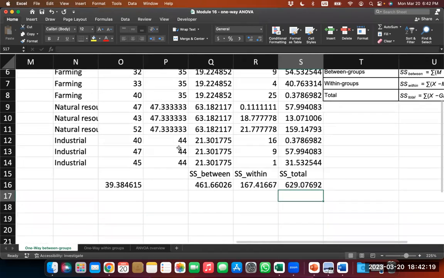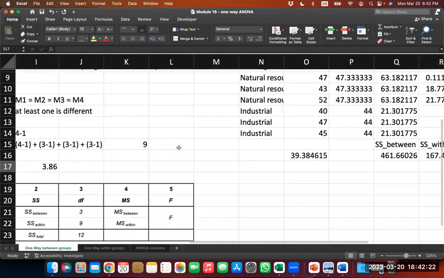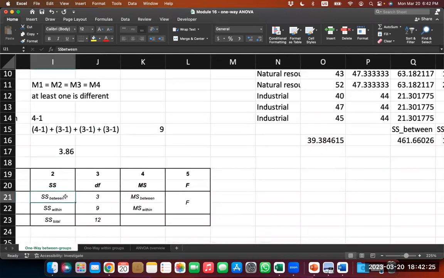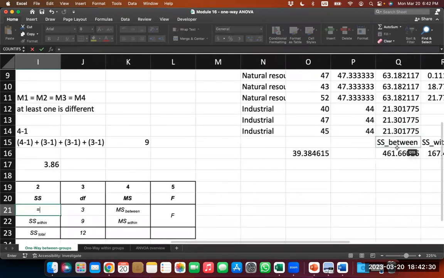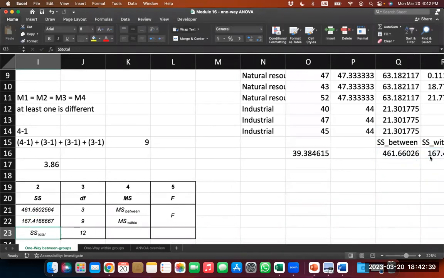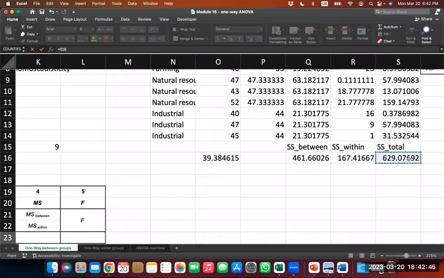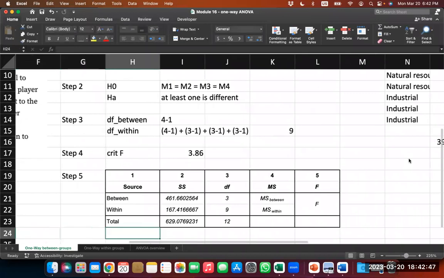variabilities. So if you want to bring this now to your table, you have the sum of squares between, that is your 461. The sum of squares within, that's the 167. And the sum of squares total is 629. Of note, sum of squares between and sum of squares within add up to 629. So if you have two of these given, you can derive arithmetically the third one.